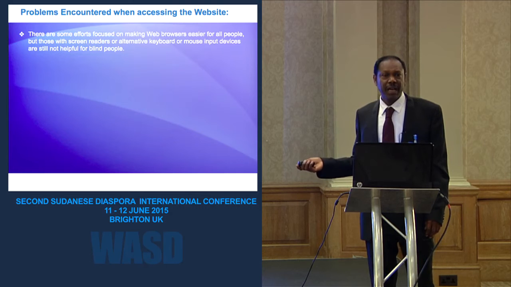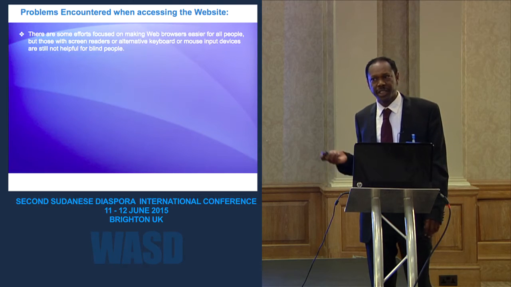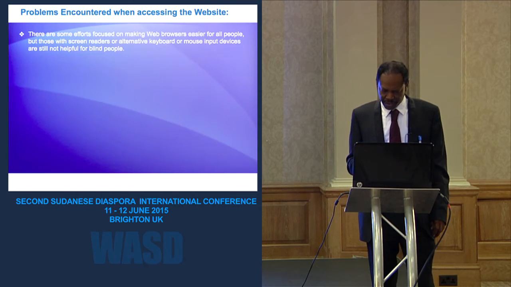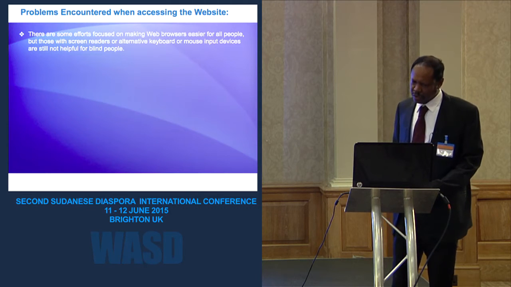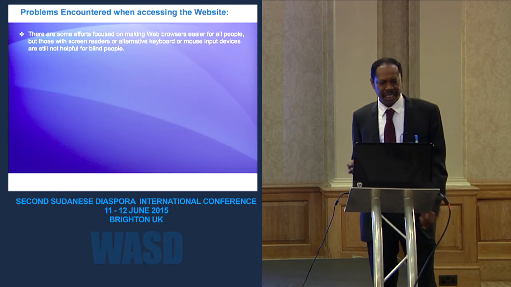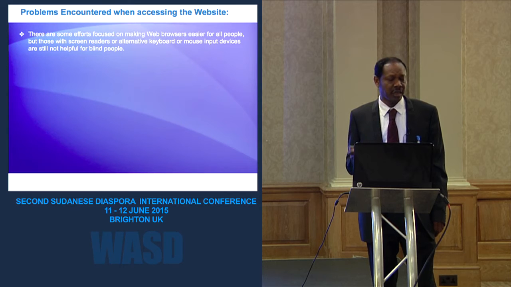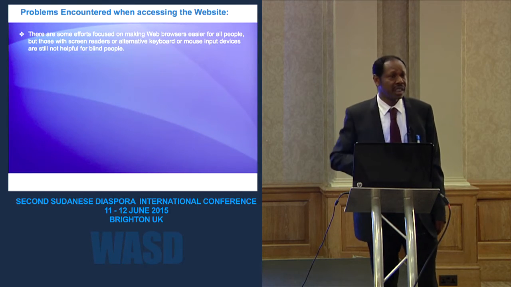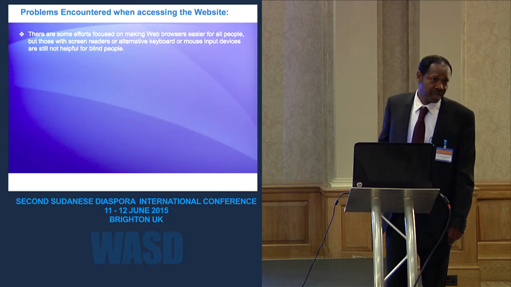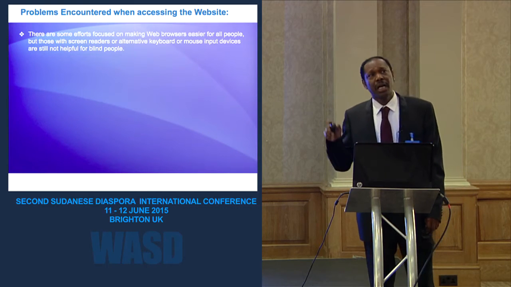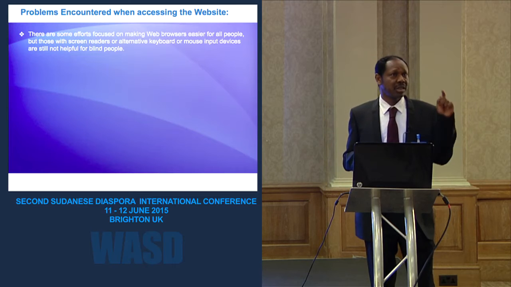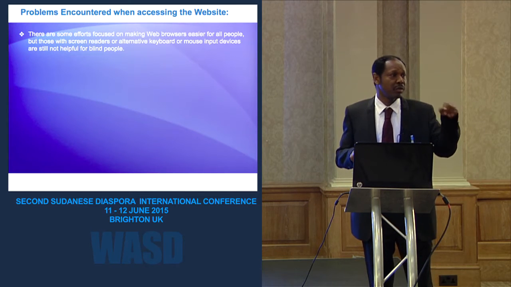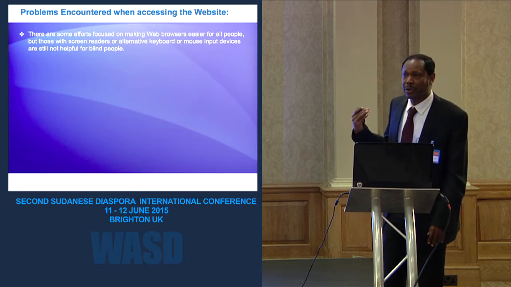The problems we have when blind and visually impaired people access the internet are that, although there is some effort focused on making web browsers easy for all people, screen readers or alternative keyboard or mouse devices are still not helpful for blind persons. Most blind people use a keyboard instead of a mouse, and sometimes with a mouse you need to click. They ask you to click here, for example, to drop down a menu and so on. We'll talk about this later on.